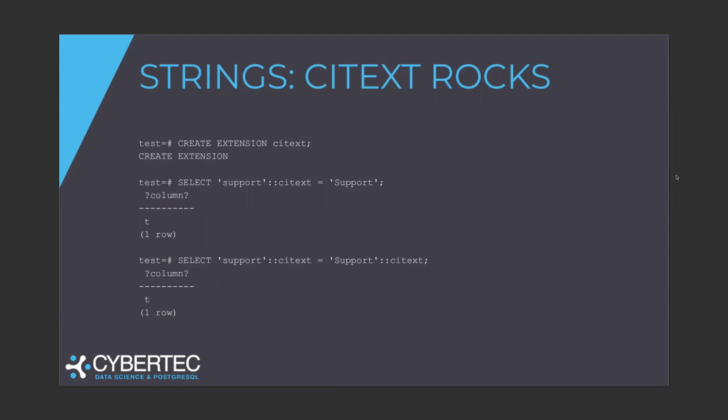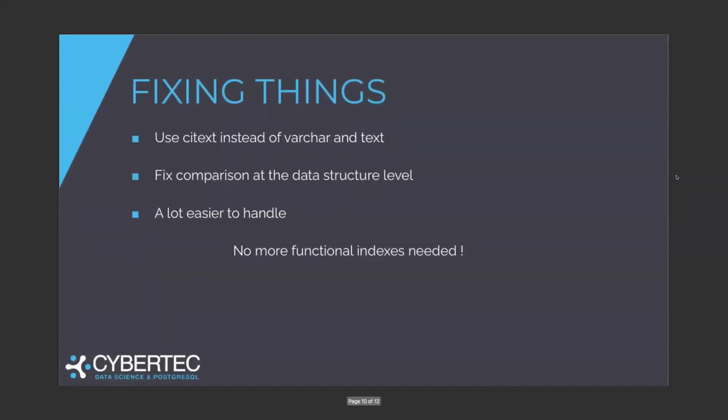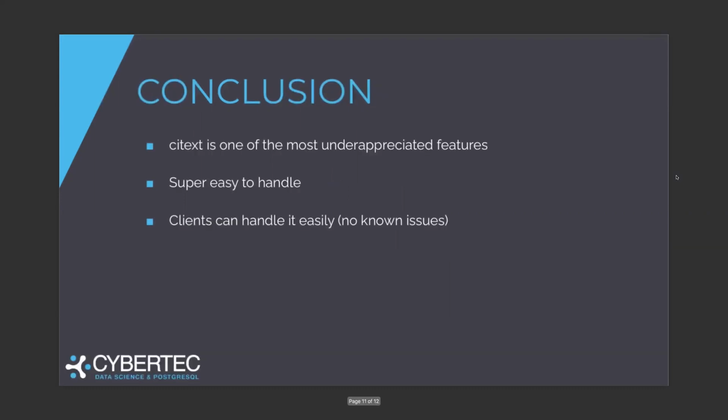So you're fixing the problem at the data type level. And of course, all the layers on top of the database are going to behave properly, right? So you don't have to worry about uppercase, lowercase anymore. It's simply going to be there for you by default. So it's a really nice thing to have. You can simply use CITEXT instead of varchar and text. You fix the problem at the data structure level, and it's a lot easier to handle. And there's no more need for functional indexes. It's also quite interesting to note that it's handled by most libraries, etc., in a very nice way. It just assumes it's text, so you don't have to worry about drivers or anything. So it's really, really nice.